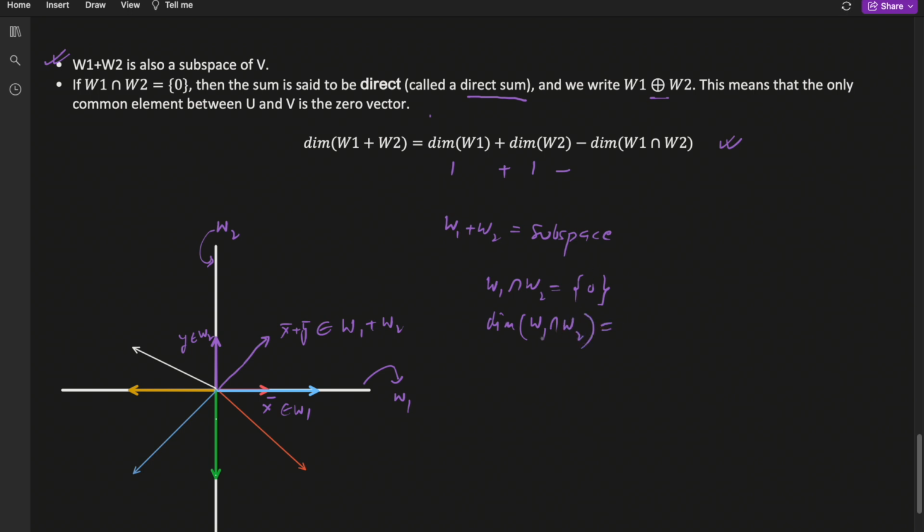because it has only one element. It has just this point, right? So the dimension is 0. So if you simply add it, you get 2. And 2 is the dimension of the sum of the W1 and W2 subspaces. And we can see this is true.